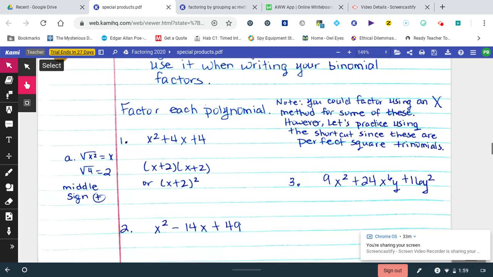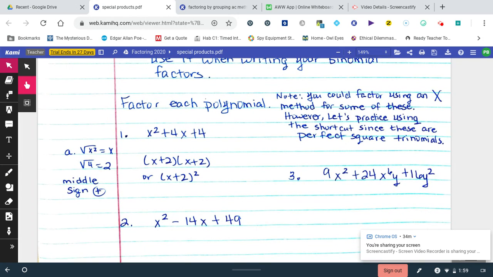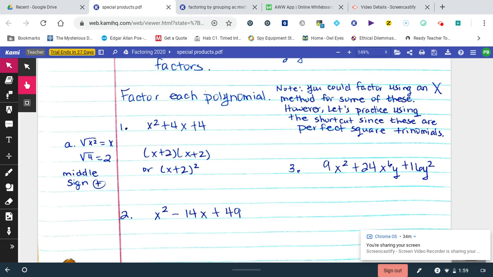All right, so let's take a look at some. It says factor each polynomial, and I know some of you are looking at number 1, and you're like, wait a minute, that looks like where I could use the x method because the leading coefficient is a 1. Well, you can use the x method, but there's a shortcut on this one, because I'm telling you, all of these are perfect square trinomials. I made them like such. But look at this note. This note says you could factor using an x method for some of these. However, let's practice using the shortcut since these are all perfect square trinomials. So what do I mean shortcut? I know the x method is pretty short too.